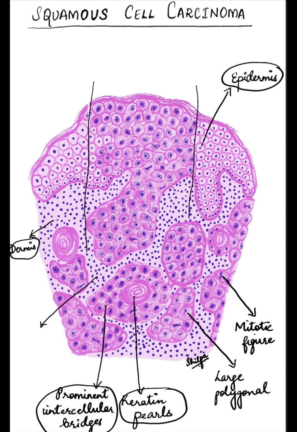And what exactly we are seeing here? In the intervening dermis, we are seeing lymphocytic infiltrate. So when we see all such features, then the diagnosis will be well-differentiated squamous cell carcinoma.